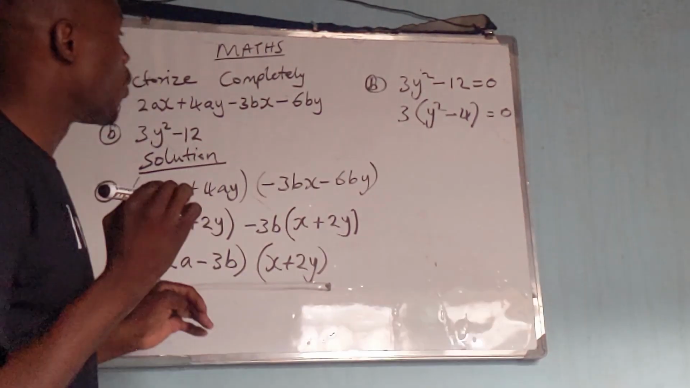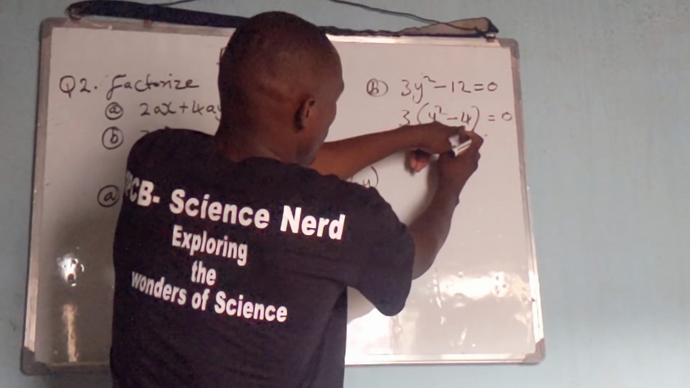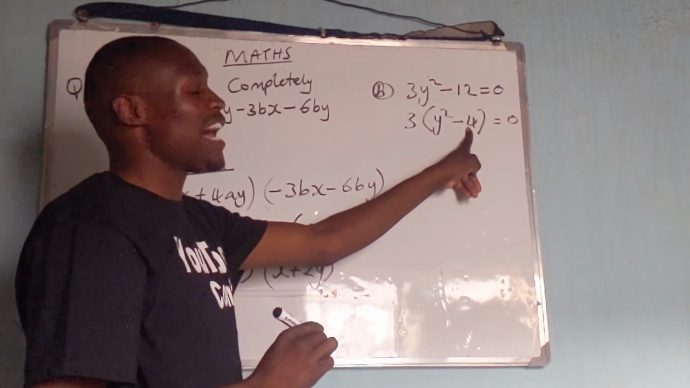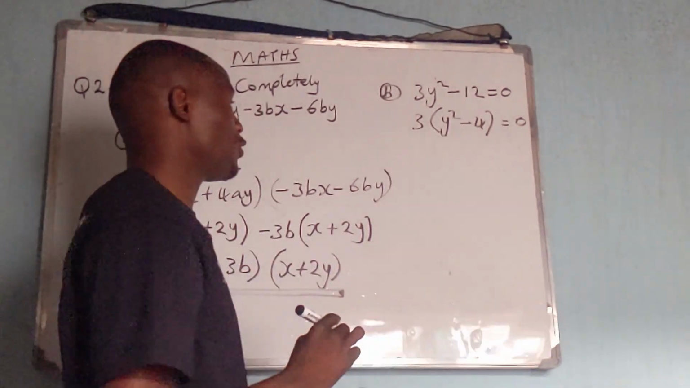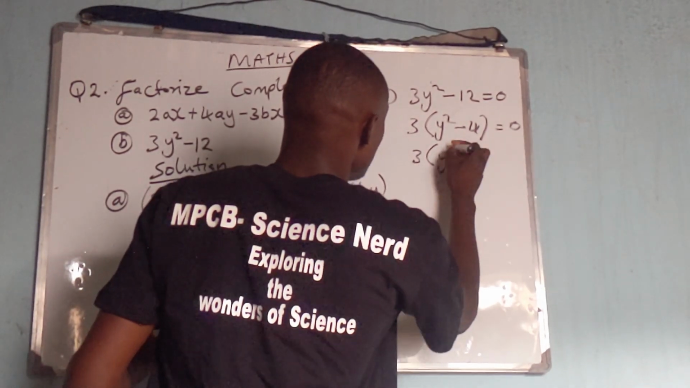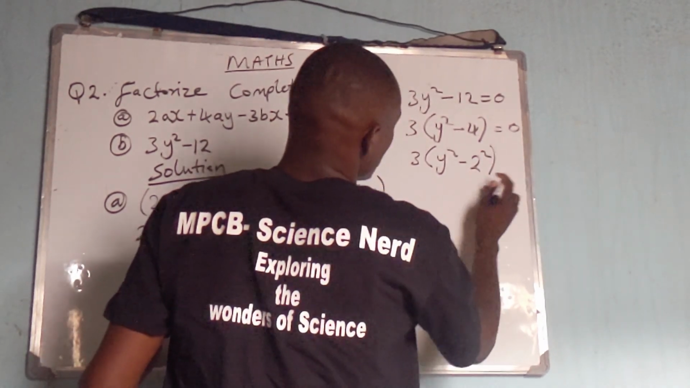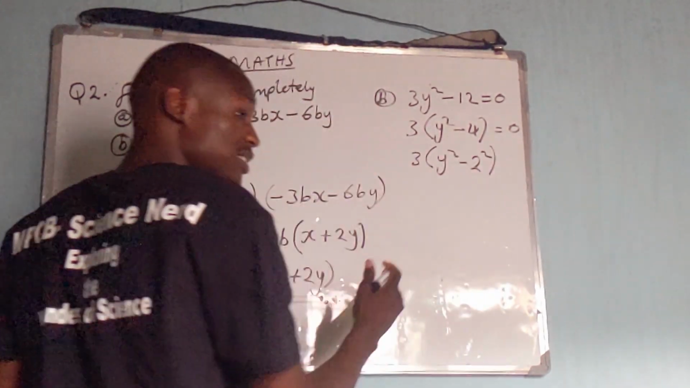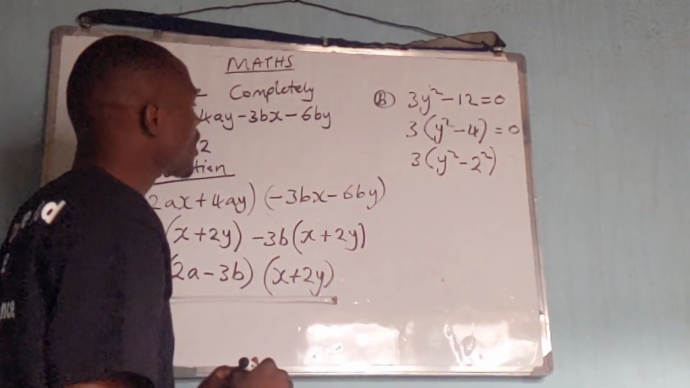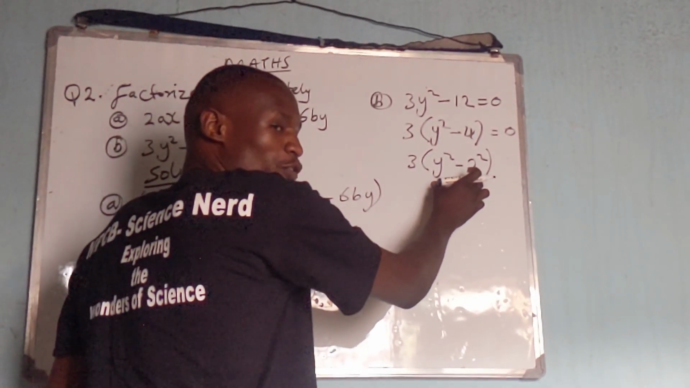From there, we can see that what we have here is a 4. This 4 can also be written as 2 squared. Therefore, we are going to say it is 3 open y squared minus 2 squared in brackets, which is equal to 0. Even if we don't write the 0, it's okay because 0 means nothing. From there, we can see that this is a difference of 2 squares.